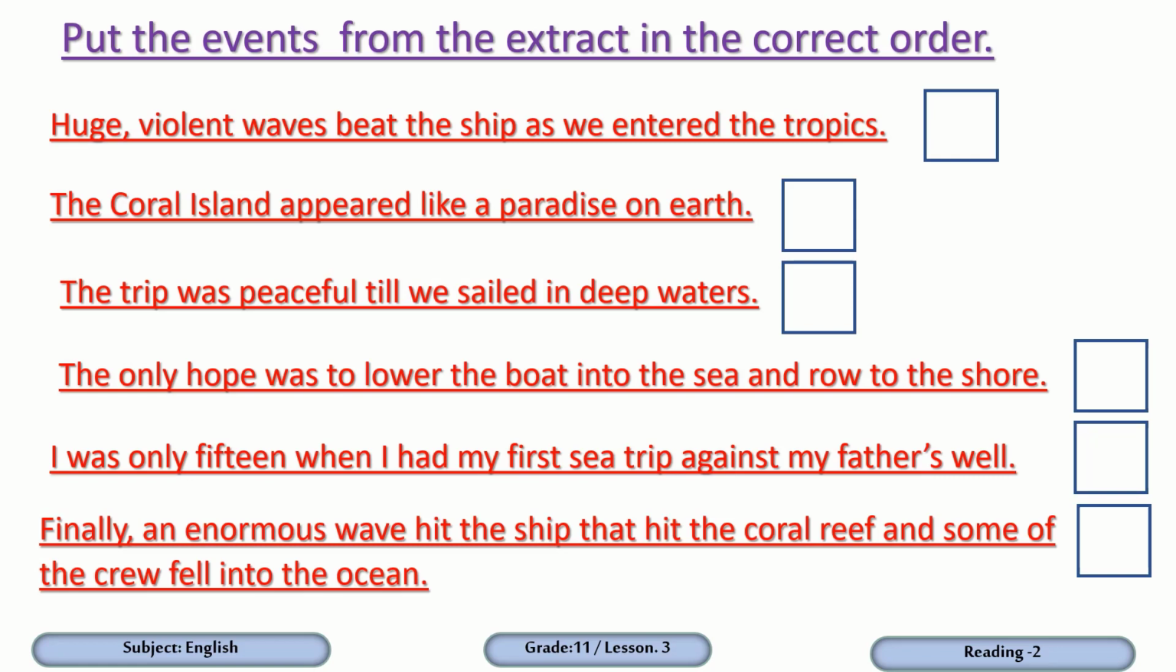Now let's check the answers. Number 1. Very good. I was only 15 when I had my first sea trip against my father's will. Number 2. Excellent. The trip was peaceful till we sailed in deep waters. Number 3. Good job. The coral island appeared like a paradise on earth. Number 4. Very good. Huge violent waves beat the ship as we entered the tropics.